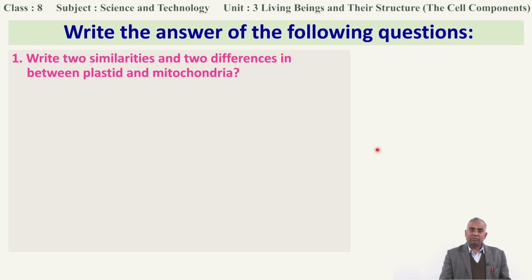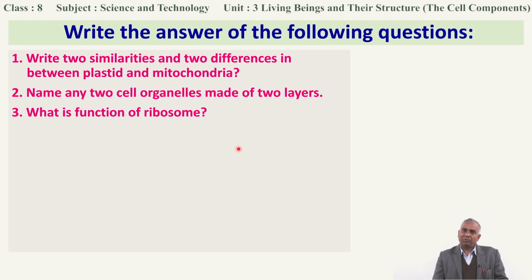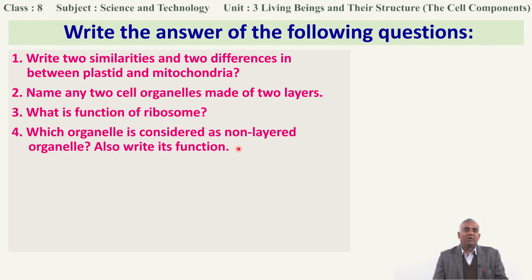Okay, students, now there are some questions which you have to copy and answer to show your teachers. Write 2 similarities and 2 differences in between plastid and mitochondria. You have to try and you can do it. Yeah. Next, name any 2 organelles made of 2 layers. Some organelles are made of 2 layers, some organelles have a single layer, some organelles have no layer. So, 2 layered organelles you have to name. It is simple. What is the function of ribosome? Main function you have to discuss here. Which organelle is considered as a non-layered organelle? Also write its function.